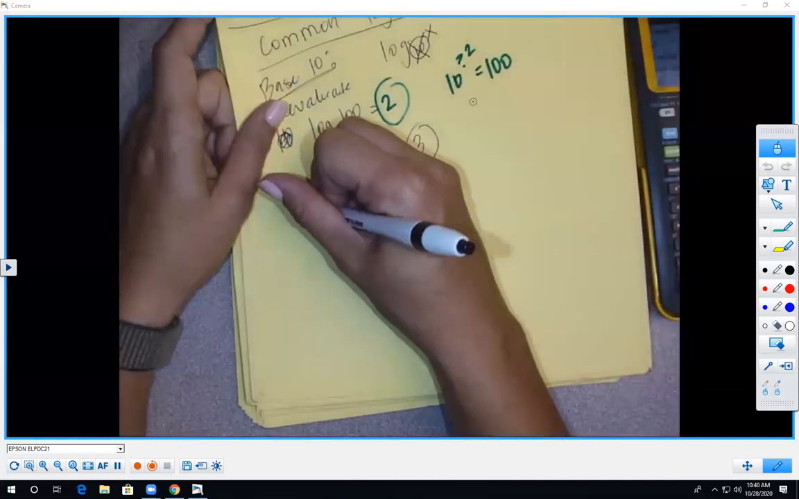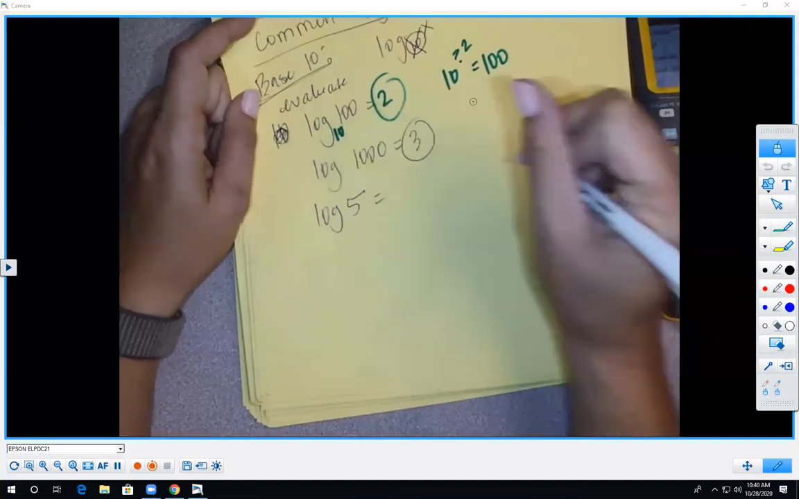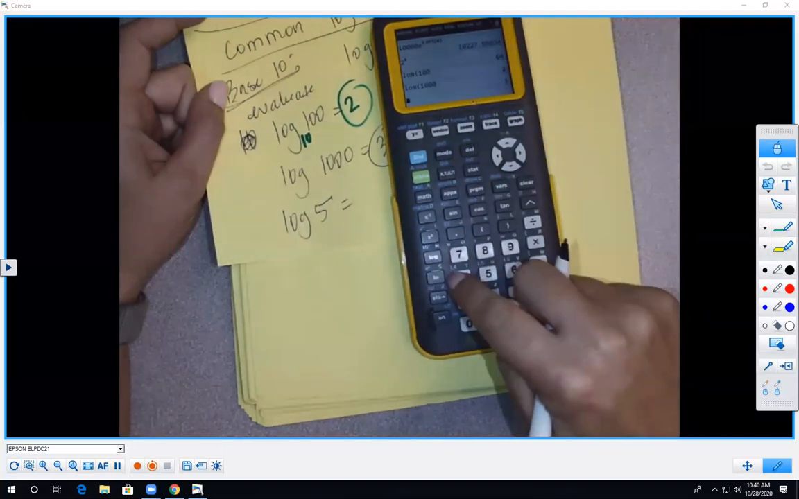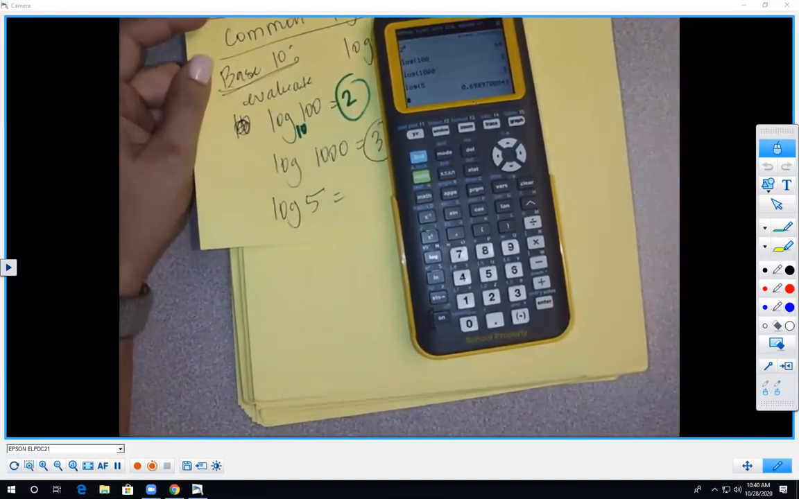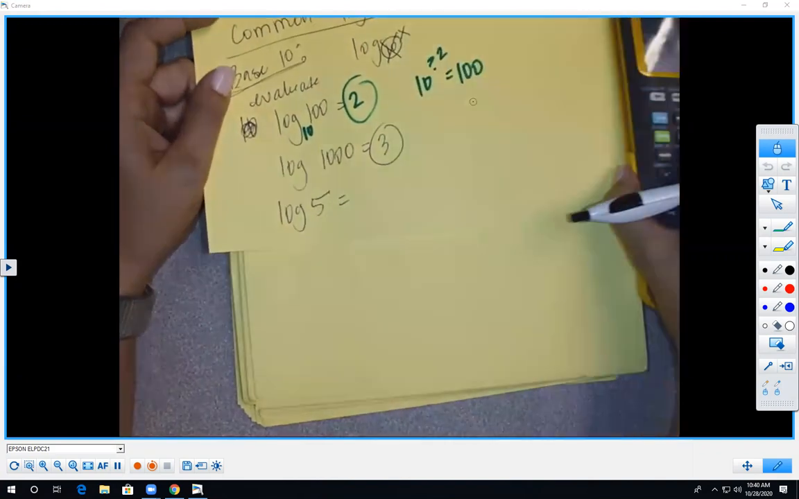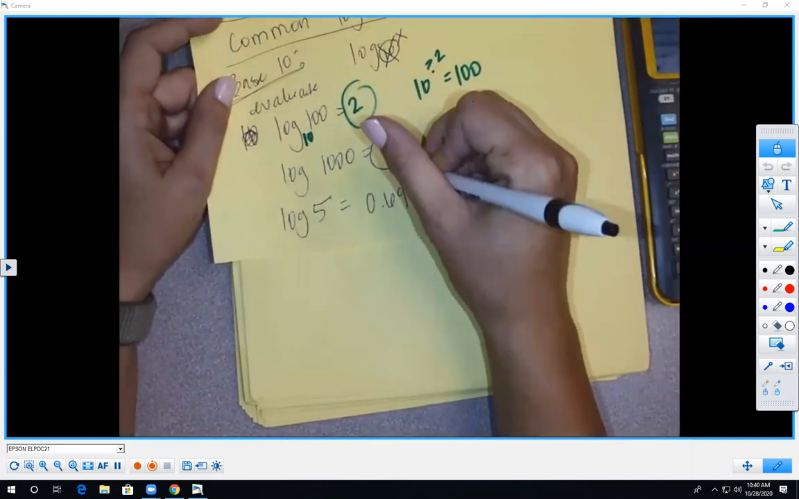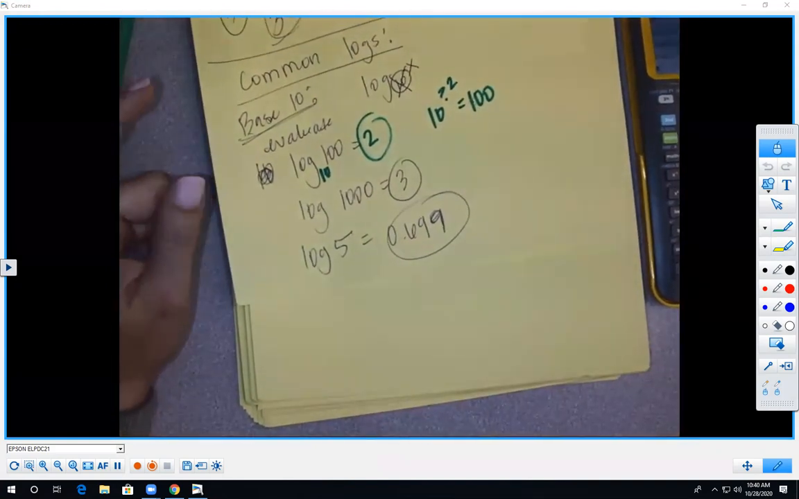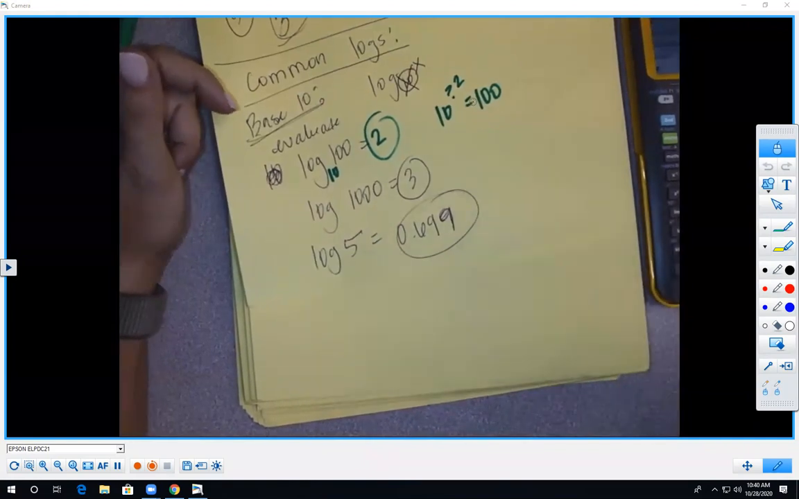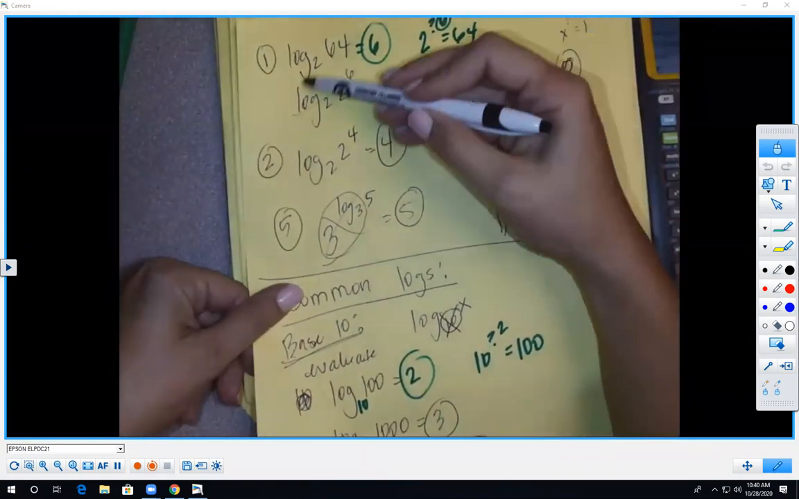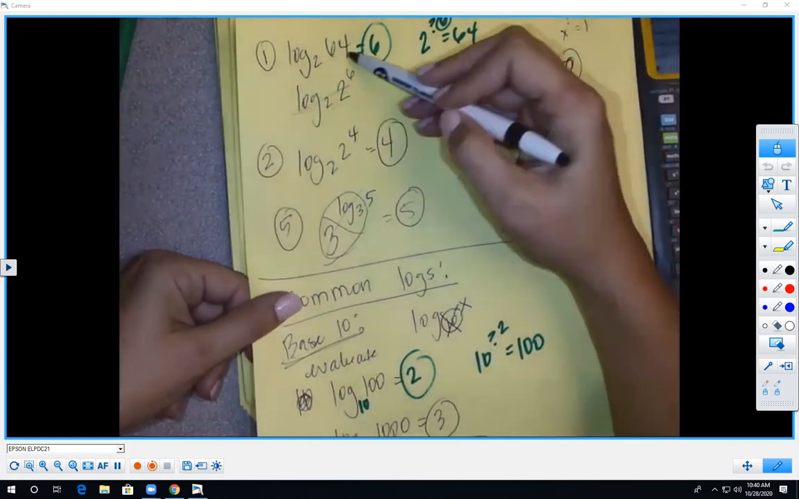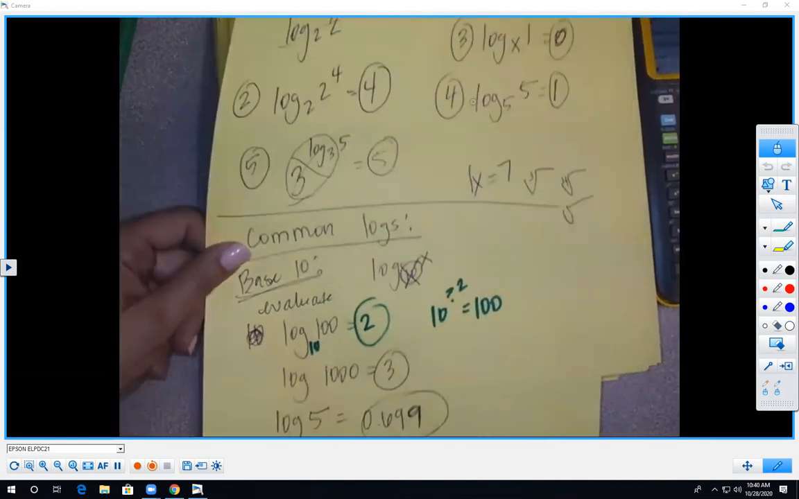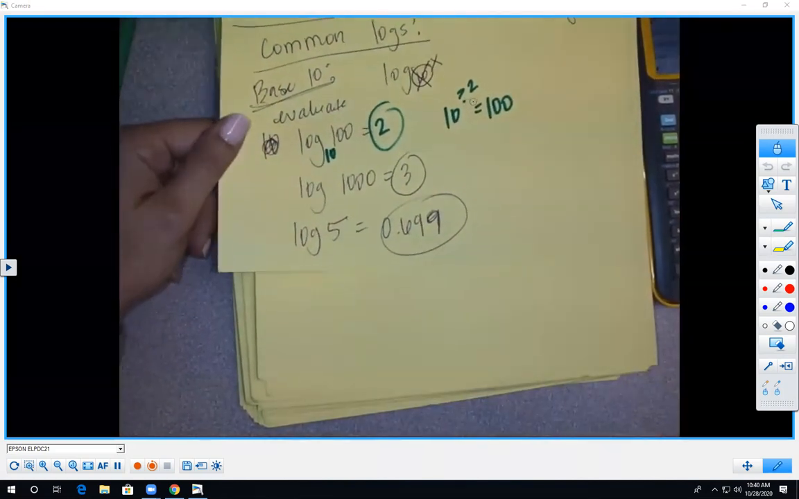You could find log of any number. What's the common log of 5? Log base 10 of 5. Type in your calculator. Log of 5 is that decimal, 0.699, if you wanted to round it. Okay, so log without a base is log base 10. This is going to come in handy later on because, especially when we're solving equations, we can switch these forms into log base 10 so that you can put it on your calculator and evaluate it a little bit easier. Okay. So that is one way we can get in your calculator.